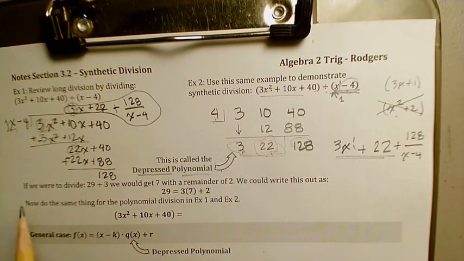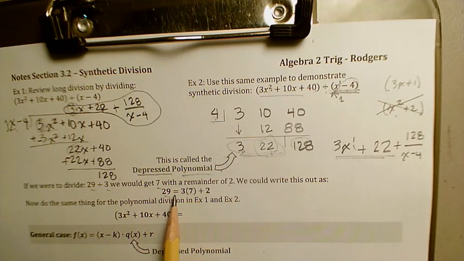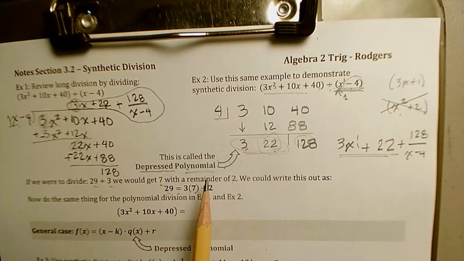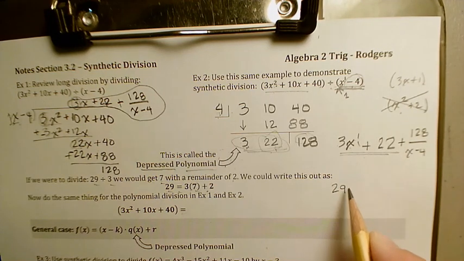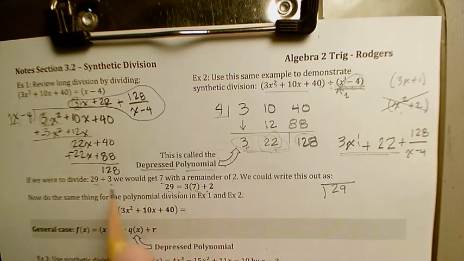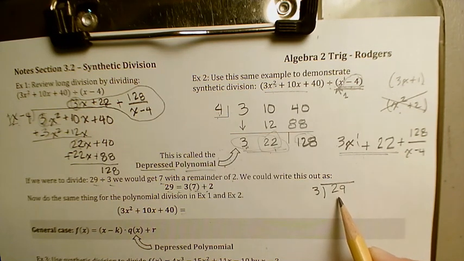All right. Now, if we were to divide 29 by 3, we would get 7 with a remainder of 2. So we could write this as 29 is equal to 3 times 7 plus 2. All right. Now, what they sometimes want us to do is do a similar thing, right? So you start with 29. So if I took 29 and I divided it by 3, right?